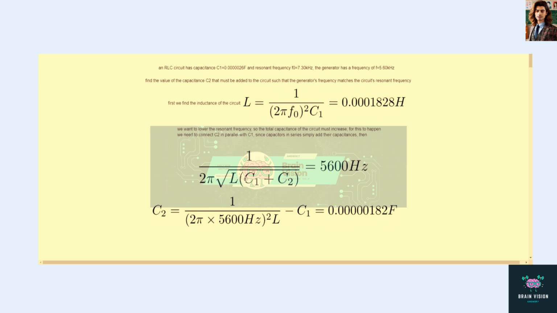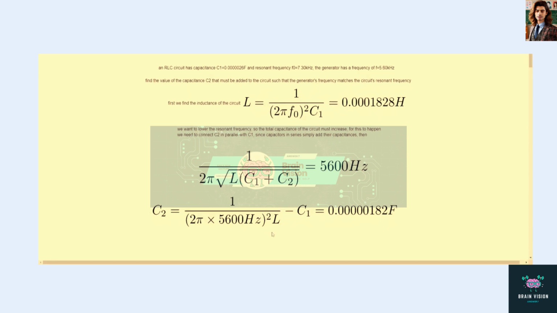So now we can write the expression for the resonant frequency. Instead of writing just C1, we write C1 plus C2 since they're in parallel. We make this expression equal to the frequency of the generator, which is 5.6 kilohertz or 5,600 hertz. And for this, it's just a matter of solving for C2, which is the unknown added capacitance. And remember, it's connected in parallel to C1. And this is the following expression for C2.